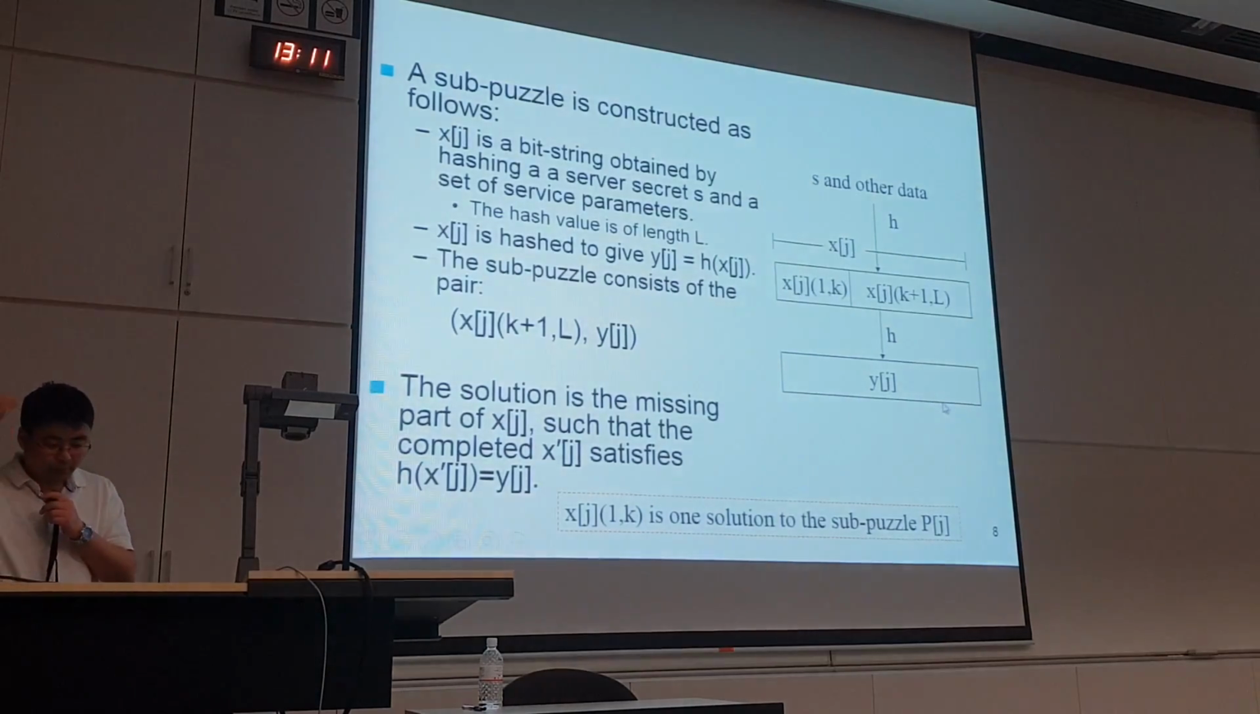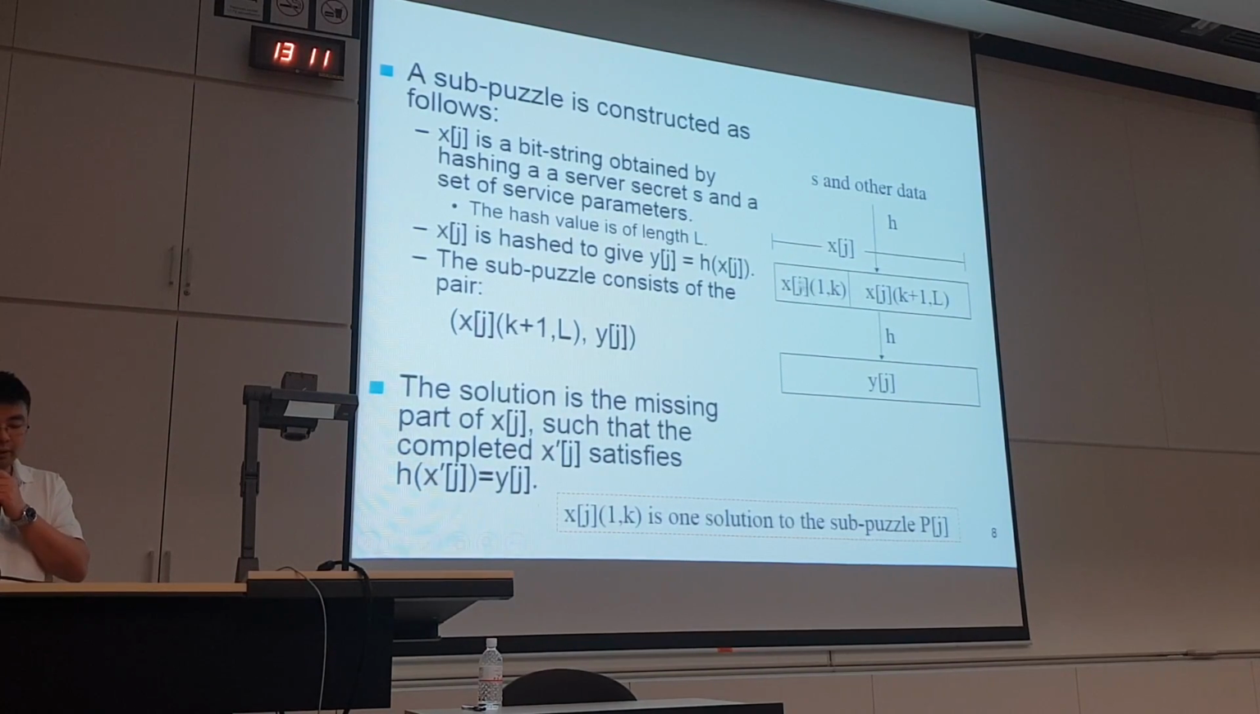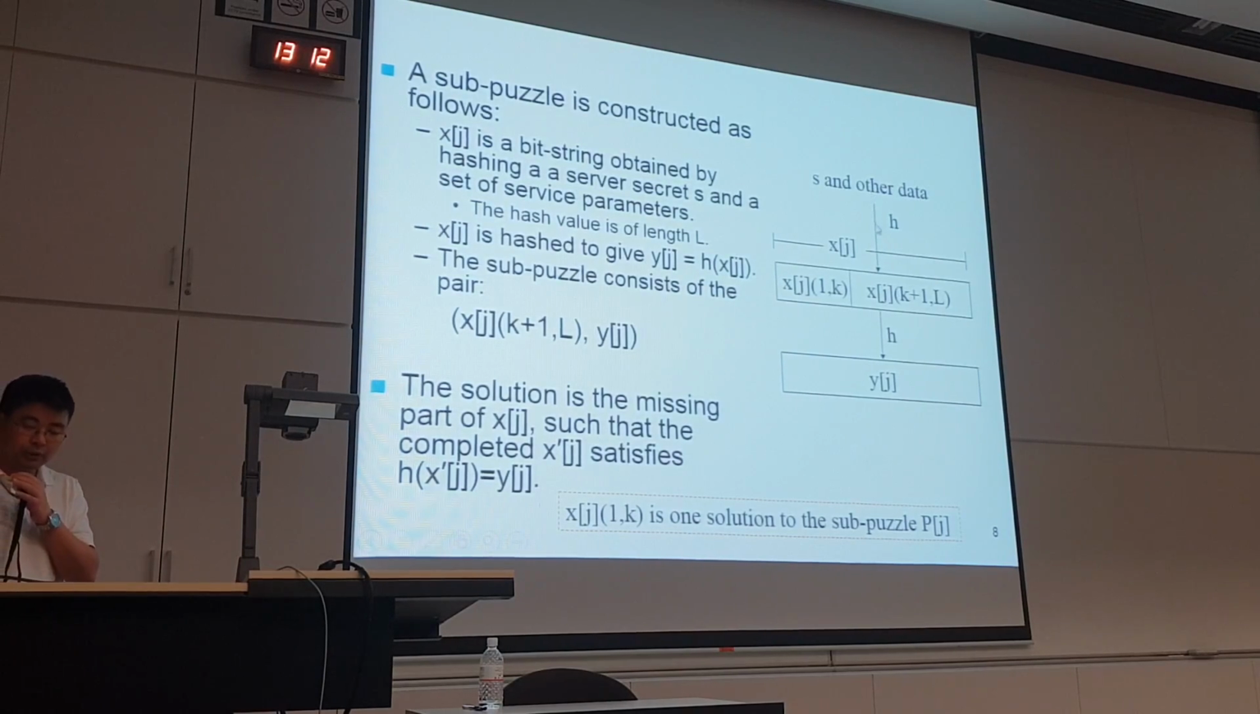So that's what the client needs to solve for this particular subpuzzle. For the J-th subpuzzle, you can take away K bits, and to solve it, the client needs to find these K missing bits. So this is the idea of generating a client puzzle using a hash function. The server can do this process very quickly because the server does the hash from the server secret and also some other data. So the server only needs 2 hashes to generate the puzzle.